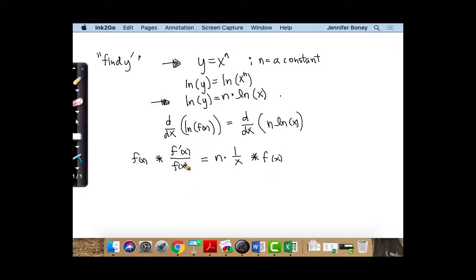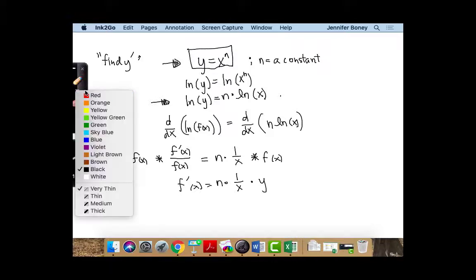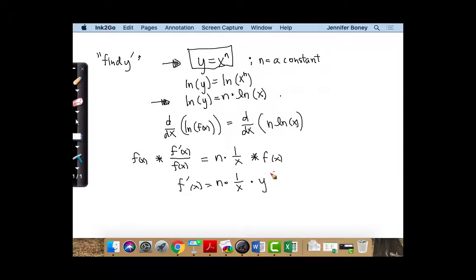Algebra stepwise. And then I've got f prime of x equals n times 1 over x times f of x. Well, that's n times 1 over x times, what was f of x? F of x was y, right? Now y, in this case, we did actually have this solved for y. Y is the same as x to the n power. If I write this out here, I get n times 1 over x times x to the n power.